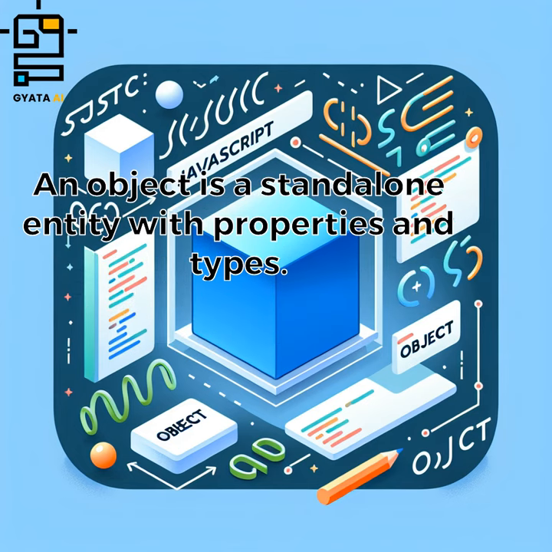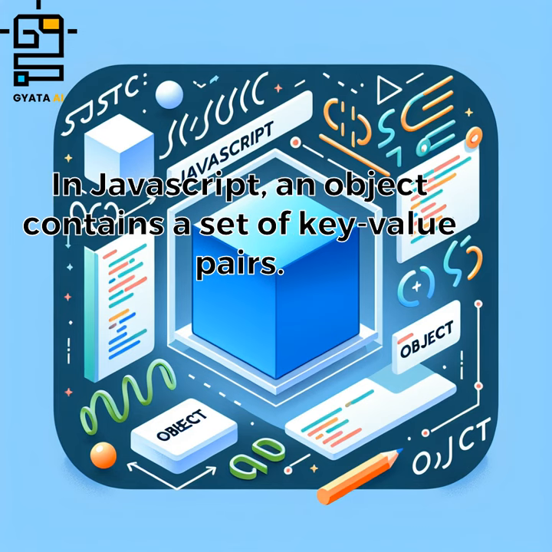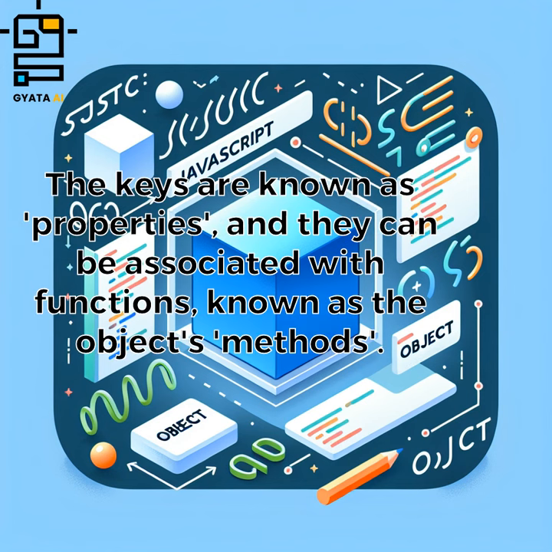An object is a standalone entity with properties and types. In JavaScript, an object contains a set of key-value pairs. The keys are known as properties, and they can be associated with functions known as the object's methods.